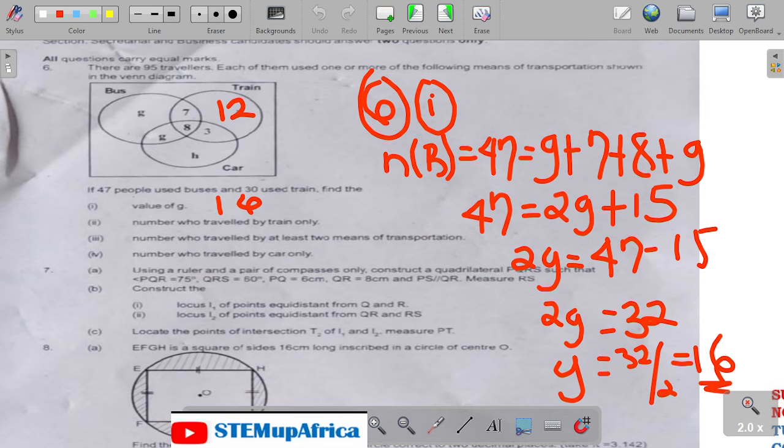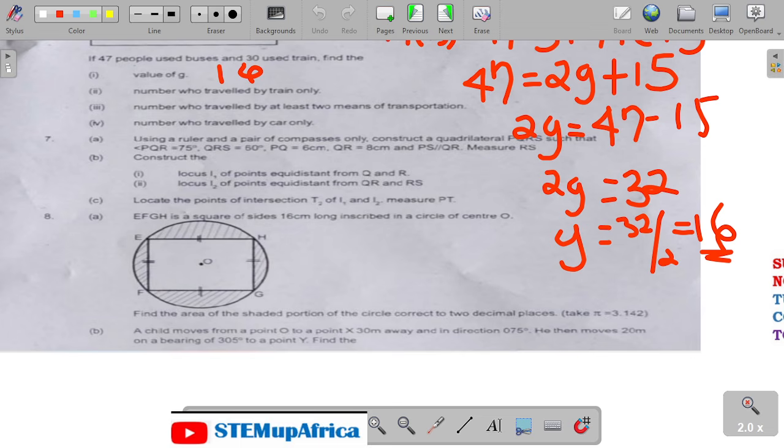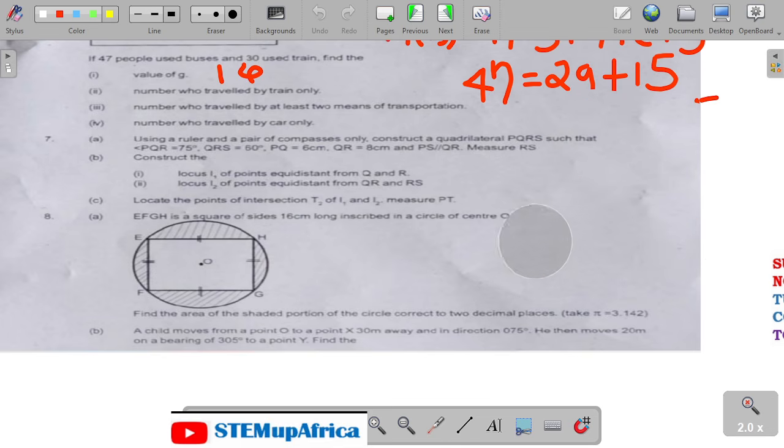Then question 7 is construction. For those who know how to do construction, I will just show you how you can carry out this exercise. It says using a ruler and pair of compasses only, construct a quadrilateral PQRS such that angle PQR is 75 and PQ is 6 cm. So let's start with PQ.